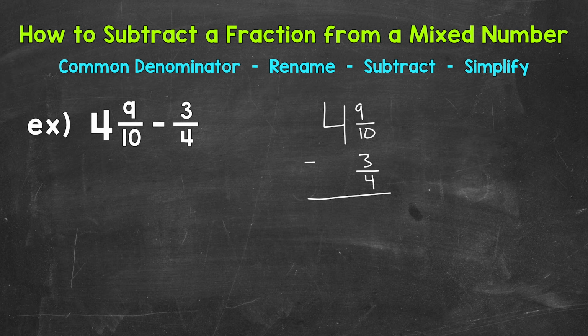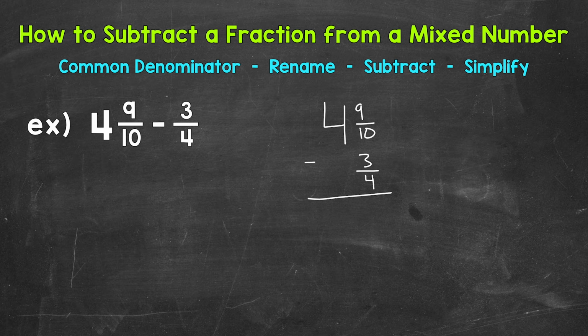So you can see that I have my fractions lined up and then the whole number to the left. Once we're lined up, we can subtract the fractions. So 9/10 minus 3/4. But we can't subtract quite yet. We need a common denominator in order to subtract fractions. So our least common denominator is going to be the least common multiple between 10 and 4.